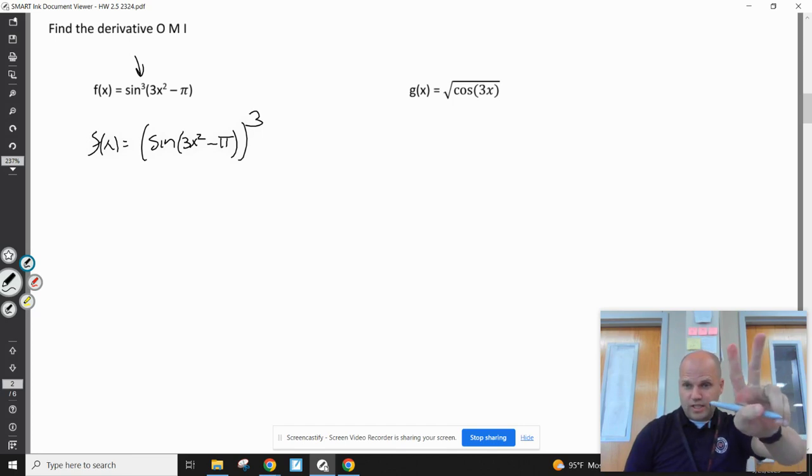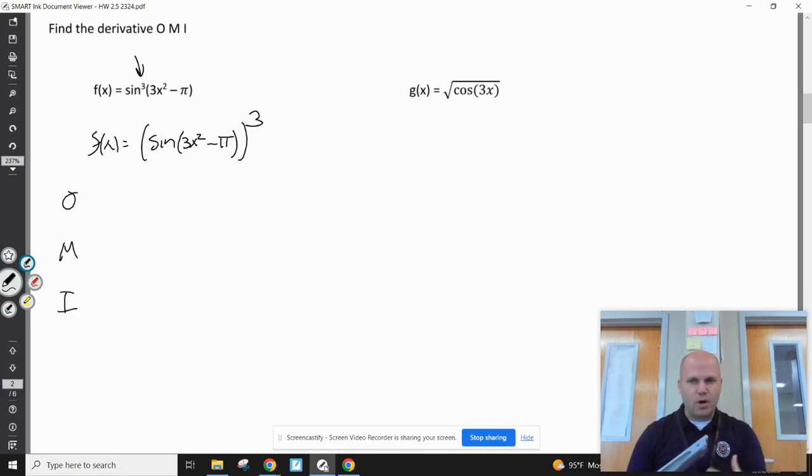We see two sets of parentheses, which means we have an outside and a middle and an inside. The chain rule works though. However many composed functions you have, just take the derivatives of them and multiply them together. And there you have it. You have a cube, a sine, and 3x squared minus pi.